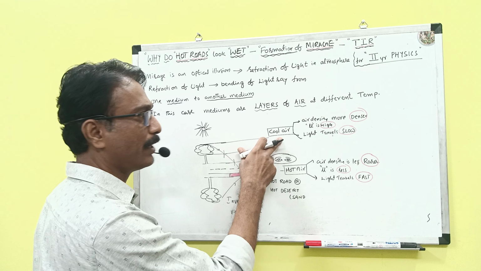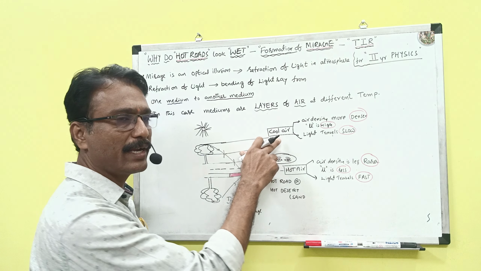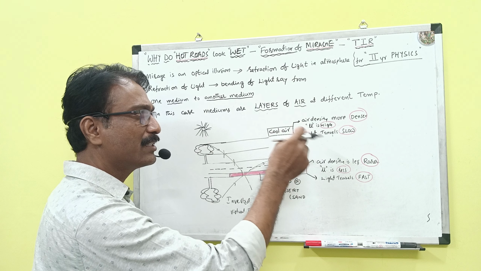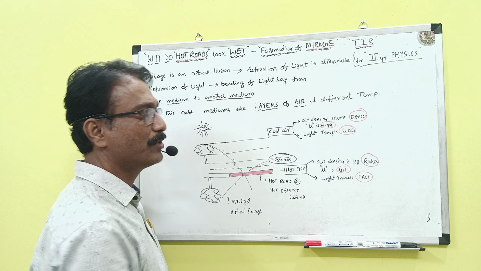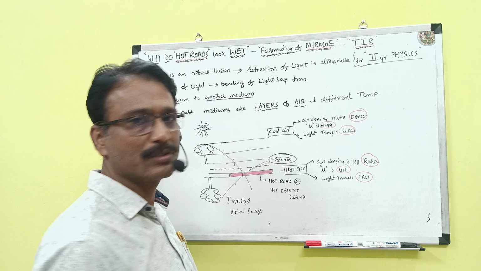Whereas in the case of cool air, the temperature is less and the air density is more, so it acts as a denser medium. The refractive index of this is also high. So in this case, the light travels slow.